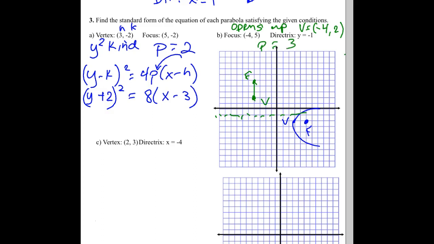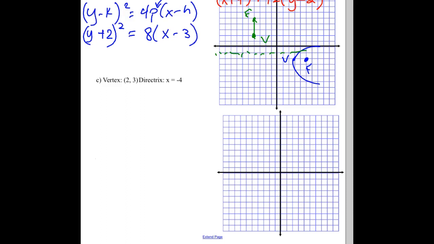All right, so what's my equation going to look like? Which one is squared? Okay, it is opening up, so it's an x squared kind. So x minus, it's going to end up being x plus 4, yep, equals 4 times P would be 12. And then our y minus k, y minus 2. Yes, no? All right, try C on your own.